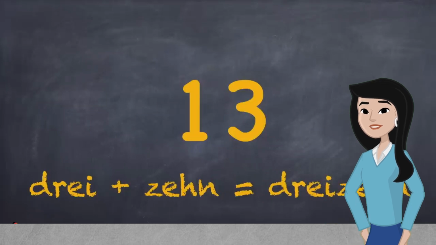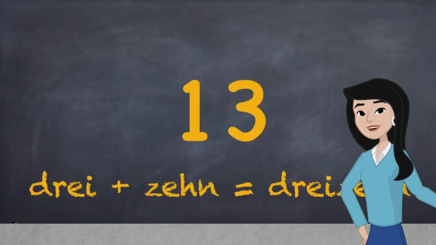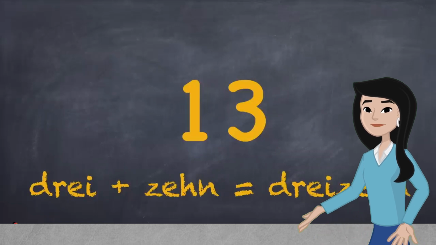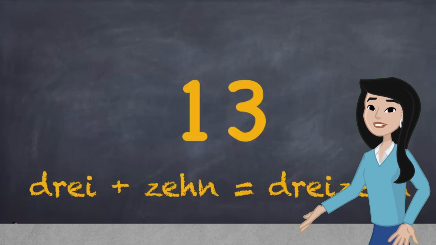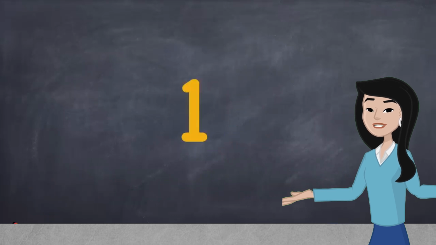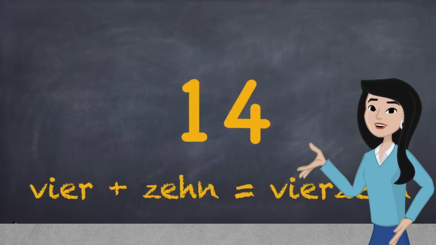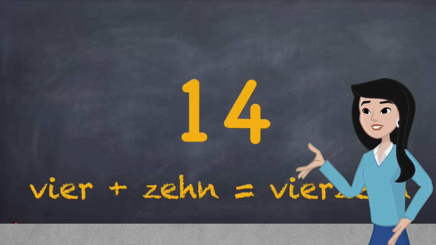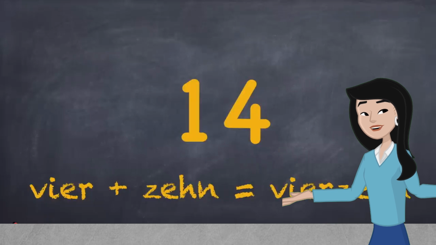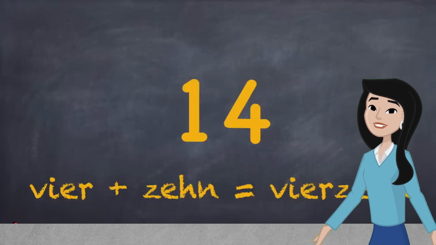Dreizehn. Once again, dreizehn. Numbers from 13 to 19 follow a simple rule. Number plus 10. 3 plus 10 gives you 13. Similarly, the next one. 4 plus 10 gives you 14. Once again, vierzehn.